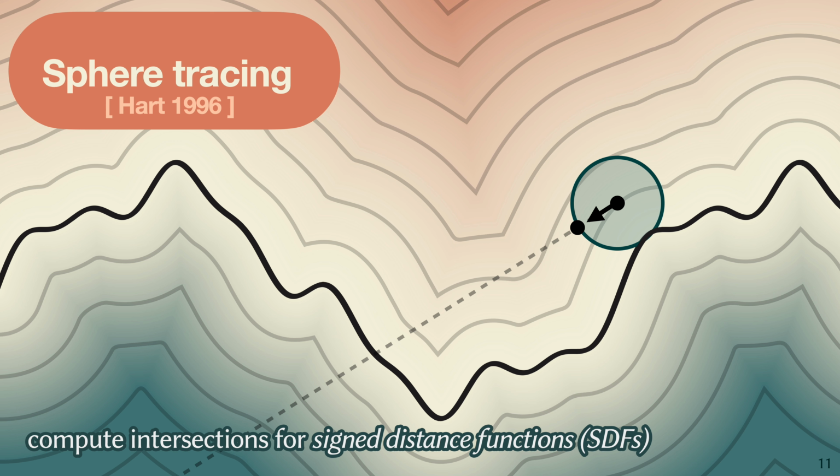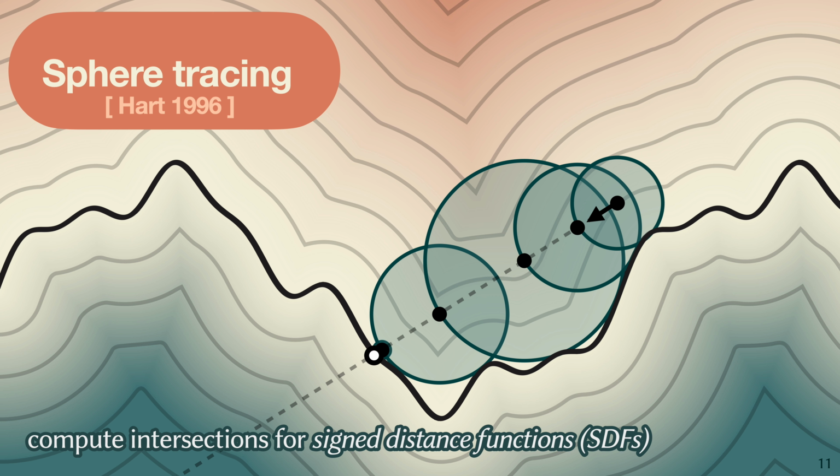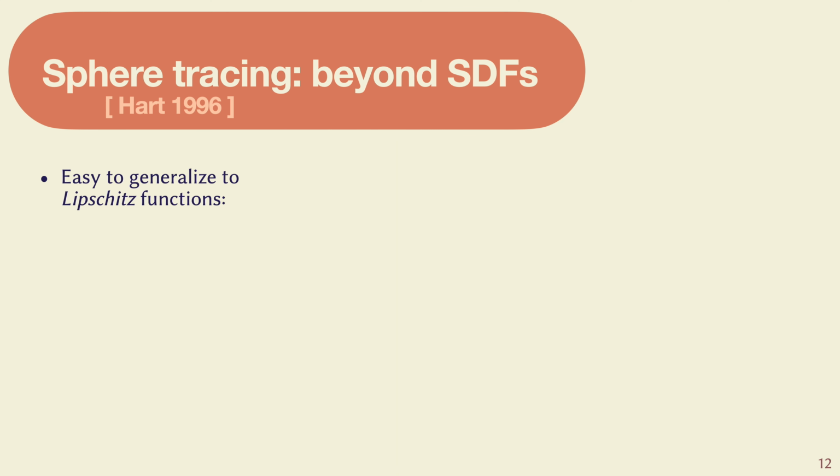Now we have a new point, we can evaluate our signed distance function again. This gives us another empty sphere, so we can take another safe step, and we just keep on going like this until our signed distance function tells us that we're close enough to the curve, at which point we return an intersection.